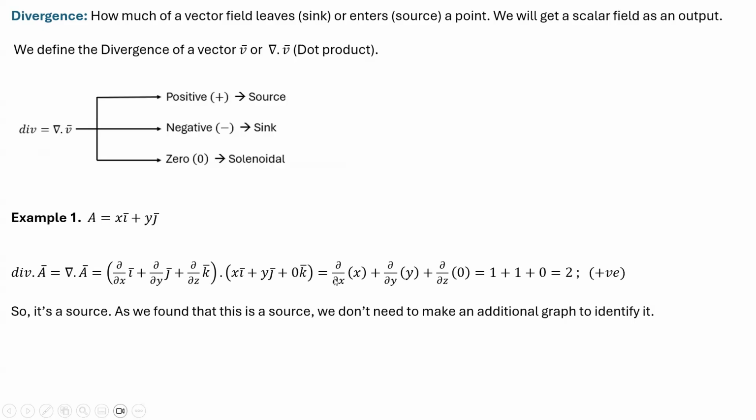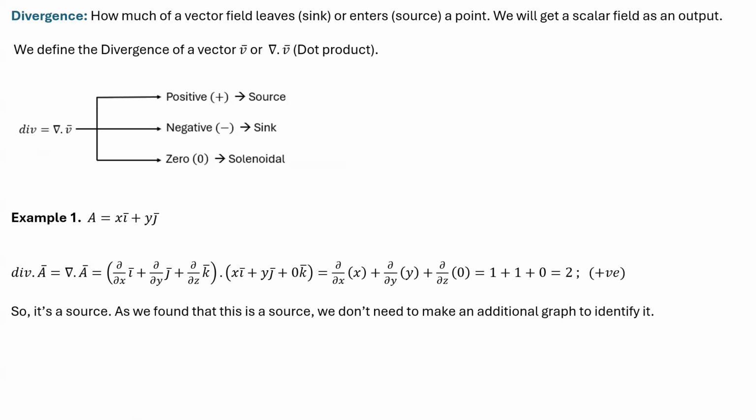I mean k with k, j with j, and i with i cap, right? And we have simplified the equation like this, the whole operation. And then we will do the partial differentiation, which is 1 plus 1 plus 0, as there were no k terms in this equation. And we get a positive value, right? Since it's positive, that means it's a source.